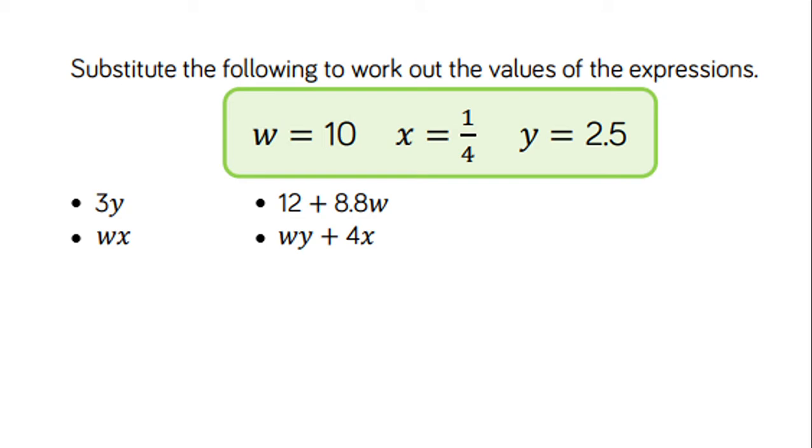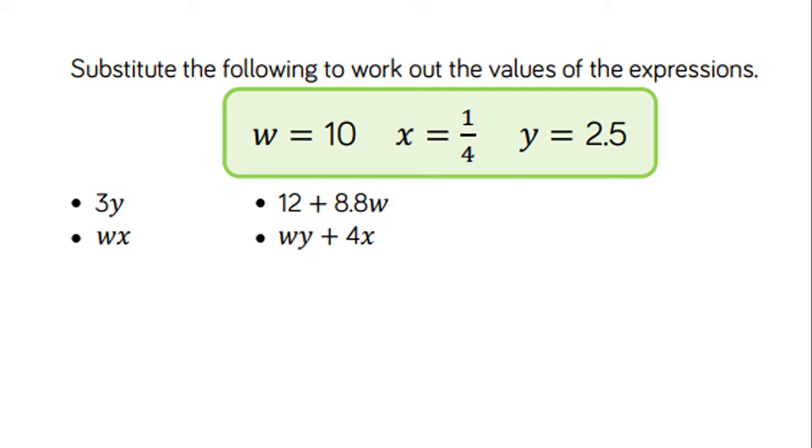In the second example, when you just have two letters, W and X, and there's no mathematical symbol, that means W times X, or W multiplied by X. In the third example, 12 plus 8.8W, you have the number 8.8 with a W. Remember, when there's no symbol there, that means multiply. And in the final example, again, we've got WY, which means W times Y, and 4X, which means 4 times X.